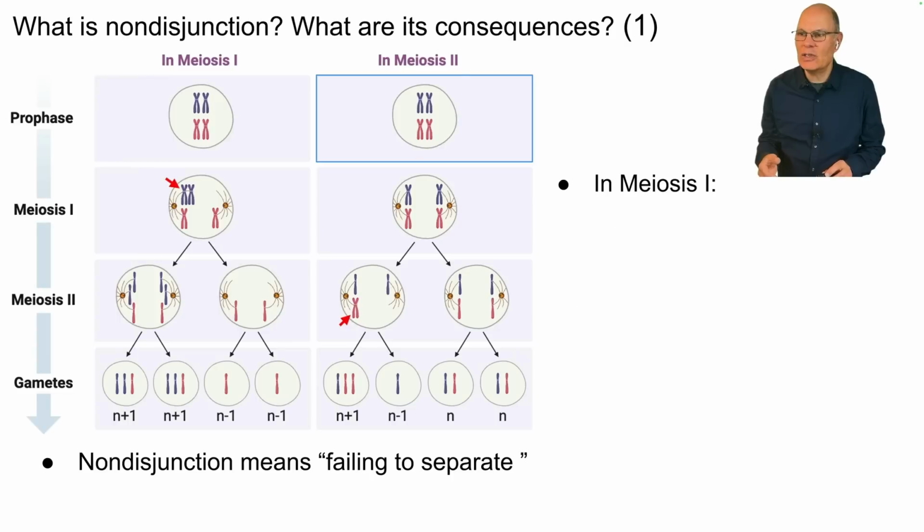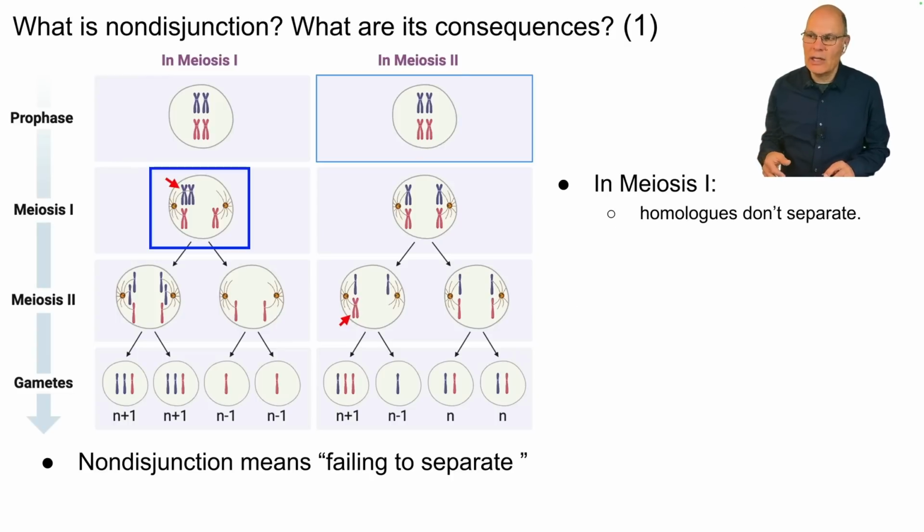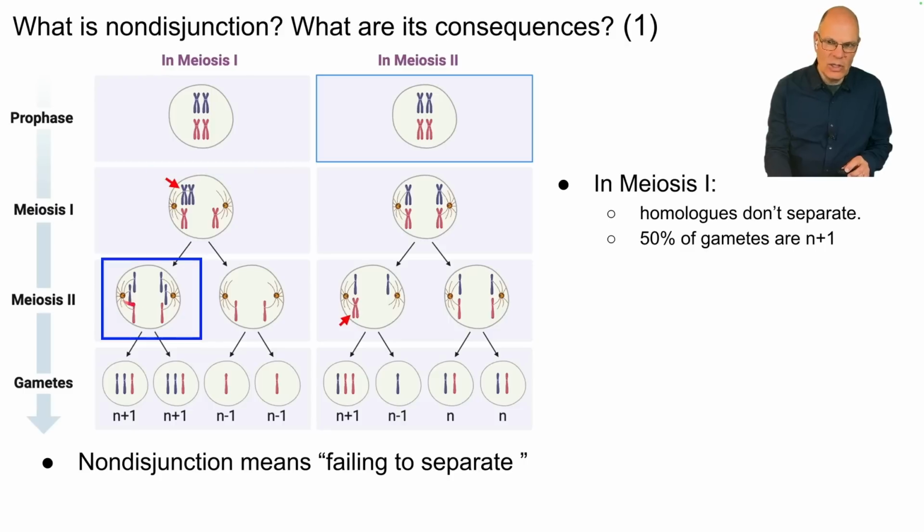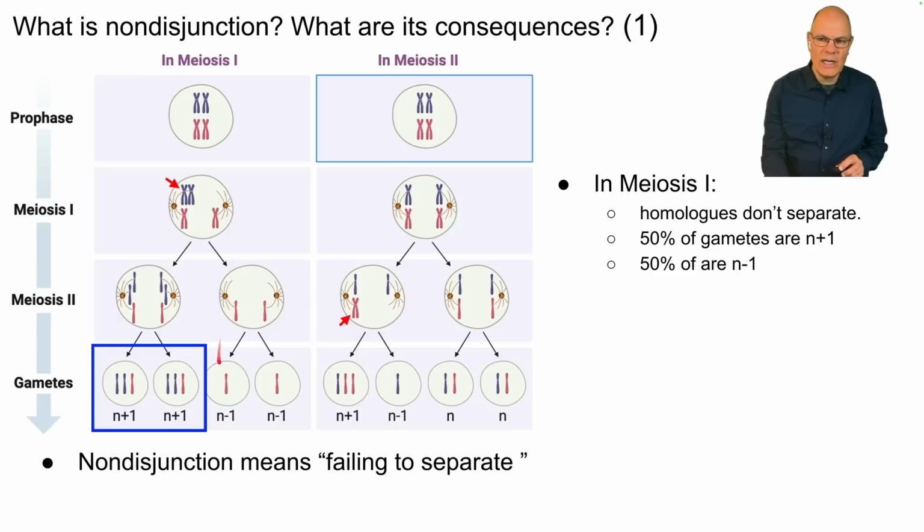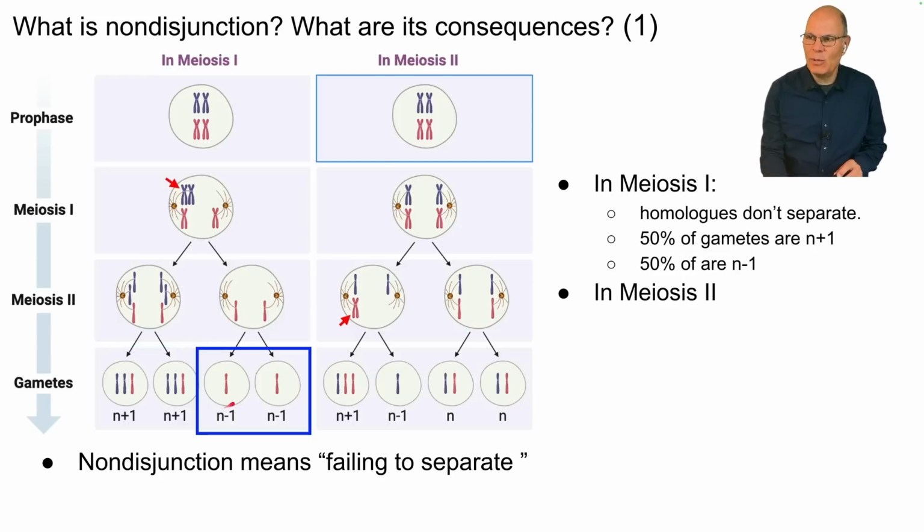There's a couple of variations. In meiosis 1, the homologs don't separate, and as a result, so you see that over here, this blue chromosome over here, these homologs didn't separate, they stayed together. So the result is that in meiosis 2, we're going to have 3 chromatids on this side, 3 over here, 1 over here, 1 over here. So 50% of the gametes are N, haploid, plus 1 extra, and 50% are N minus 1. So N, the haploid number, missing a chromosome.